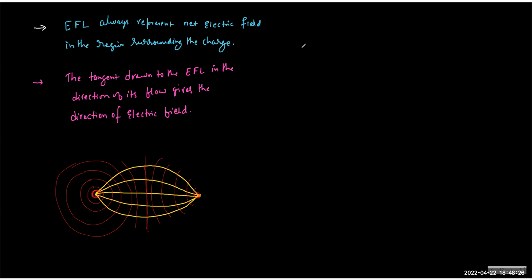So, the tangent drawn to the electric field line. Let's say I'm looking for the electric field direction at this point. Then this will be along the tangent, something like this. If I want to know at this point, it will be like this. Just draw a tangent, and that's it. Every point will have a unique tangent, isn't it? Yes, sir.